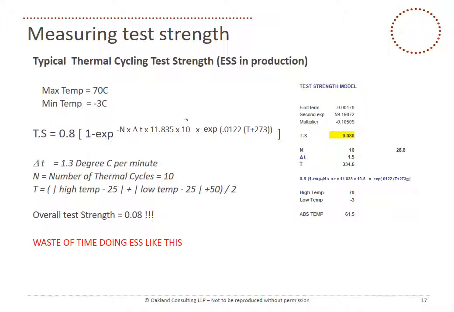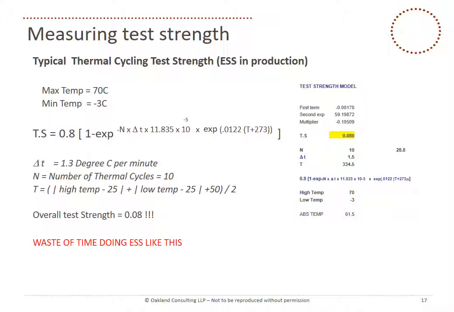Finally, measuring test strength, we can also use that for setting ESS, environmental stress screening, which is still done in a lot of military products. A lot of aeronautical products still do 100% ESS, and it's important. They all use thermal cycling, and it's very important to then use test strength to understand how effective it is. On the face of it here, we see minus 3 to 70, but because the temperature change rate is only 1.3 degrees C per minute with 10 cycles, we get a test strength of less than 10%. It's pointless spending a lot of money doing a 24-hour ESS on a product like that.